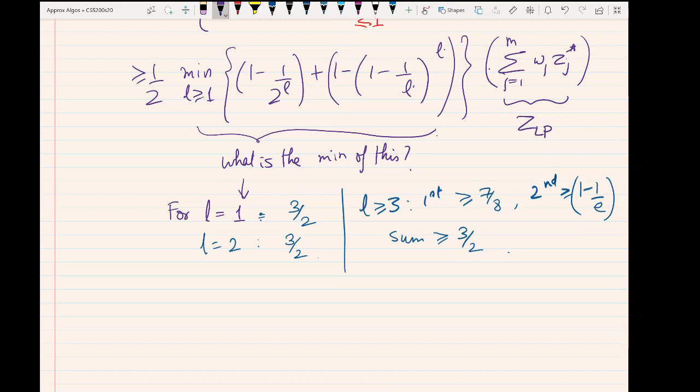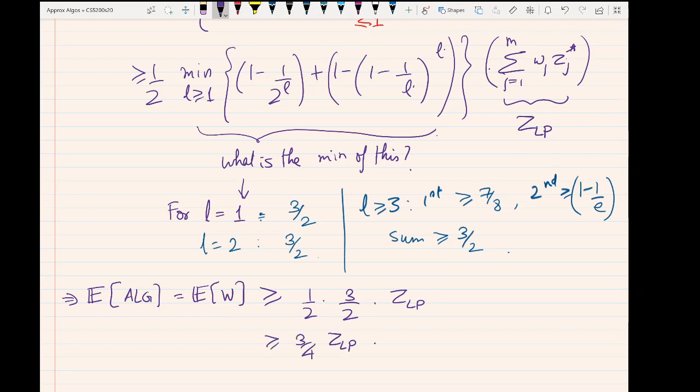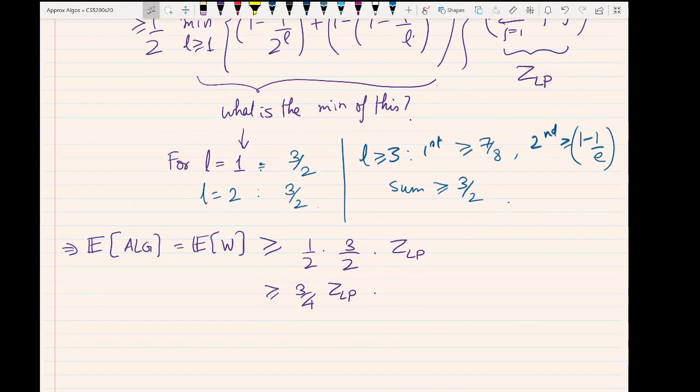so coming back, the expected value of what the algorithm outputs is at least half times 3 over 2 times ZLP, which is at least 3 over 4 times ZLP. Okay, so this is better than either of them. Okay. So choosing the better of the two solutions is a 3/4 randomized approximation algorithm.